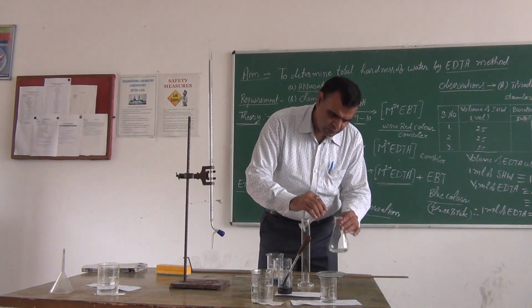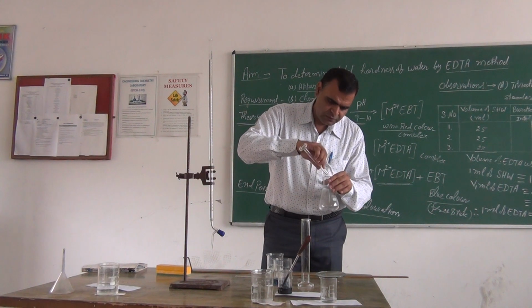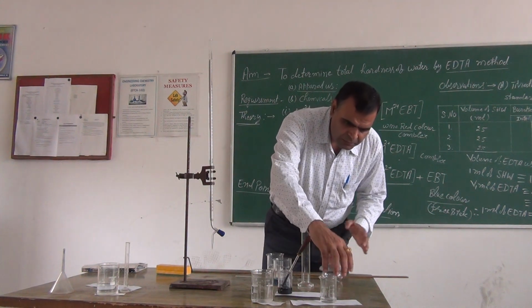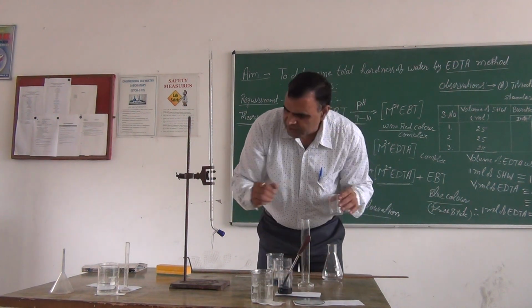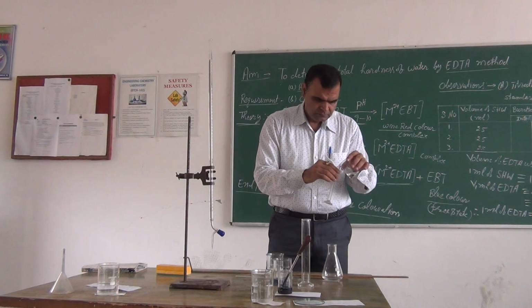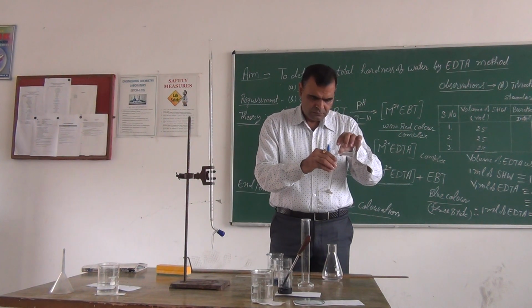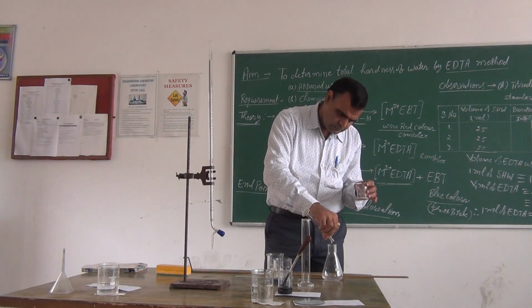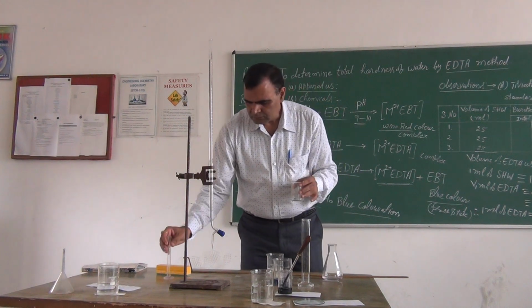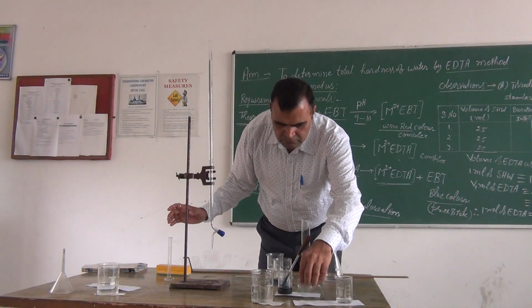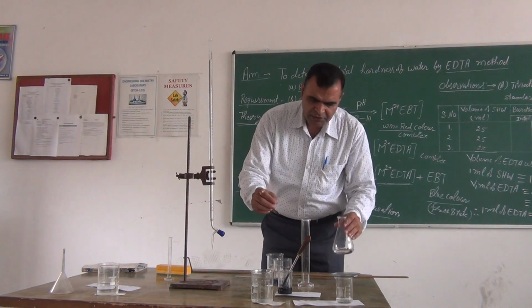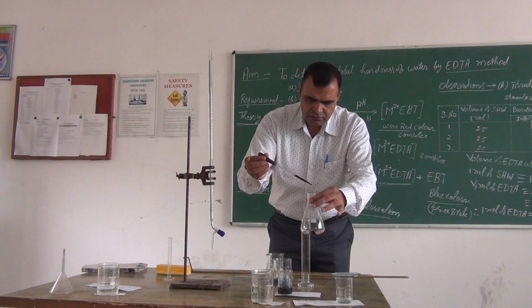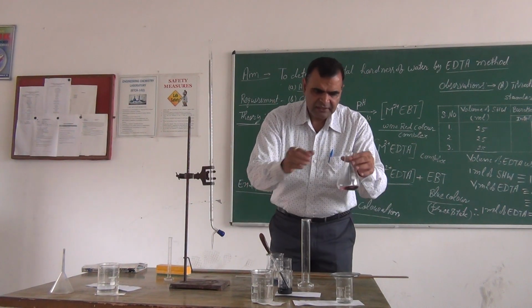then add 4 to 5 ml of buffer solution to it and 1 ml of ammonia solution, then add 2-3 drops of EBT indicator.